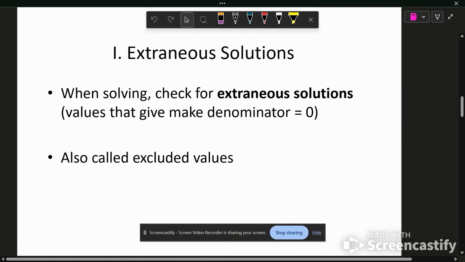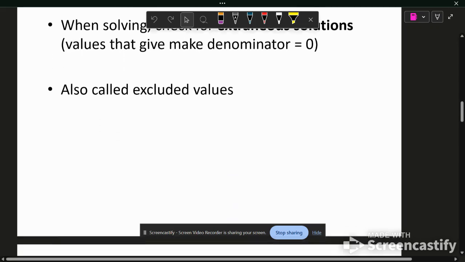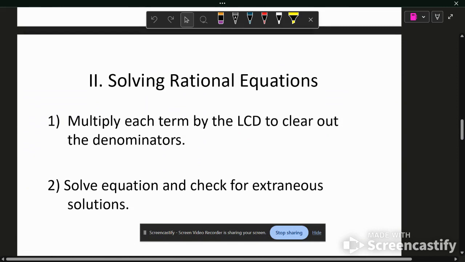One of the big things that we're going to discuss today is extraneous solutions. Extraneous solutions is something that you want to just keep a note of: if you get a number that'll make your denominator 0 and it's your solution, it's no longer a solution. We call it an extraneous solution. It just means it's a solution that you got that doesn't actually work in the equation. It's also called an excluded value.